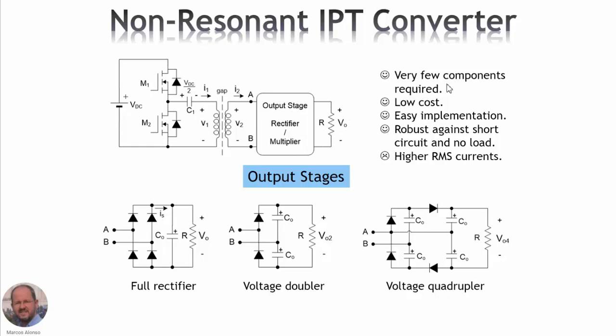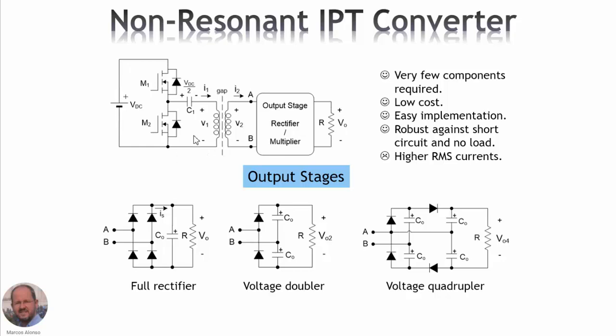This solution has very few components, so it provides low cost. The implementation is easy and the design is also quite easy to perform. They are robust against short circuit and no load operation without any special configuration or protection circuit. But the main problem is that they exhibit higher RMS currents compared with resonant solutions, and therefore the efficiency of the circuit is going to be lower.